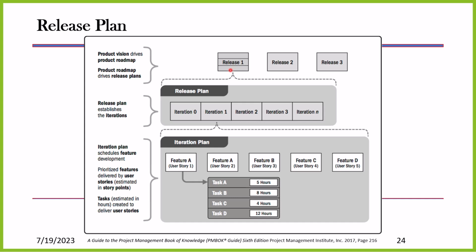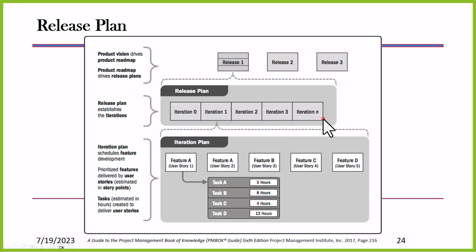Then I have iteration 0. We talked about an iteration planning session earlier, okay? So in the iteration planning session, this is where we plan the releases. In other words, I'm going to plan what stories will be in each of these iterations. I'm also going to plan the length of time that it will take to complete each one of these iterations.